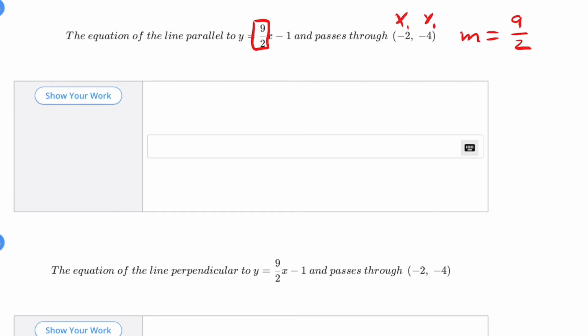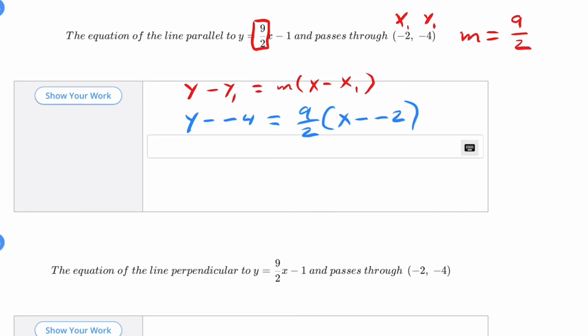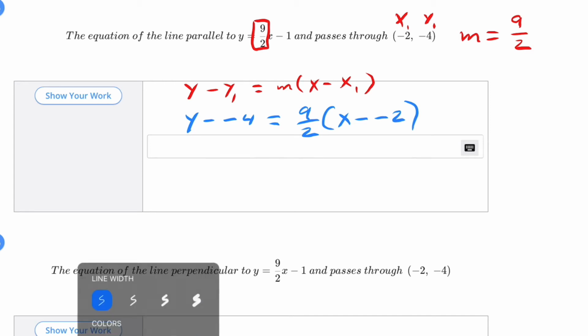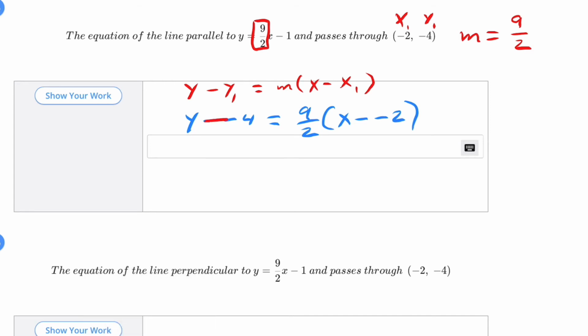First of all, we are using the point-slope form, which is y minus y1 equals m times x minus x1. y minus y1 is y minus -4. m is 9 over 2. x minus x1 is x minus -2. Then we are going to solve for y. Minus a minus is a plus. So y plus 4 equals 9 divided by 2 times x, which is 9 over 2x. 9 divided by 2 times 2, that will be 9.